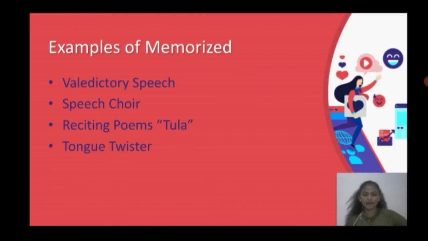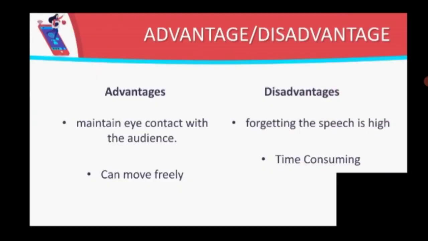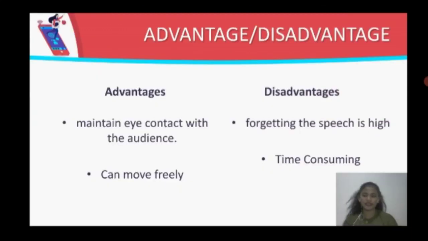The following are the examples of memorized. First is the valedictory speech, followed by the speech choir, reciting poems, and lastly, the tongue twister, and many more. The advantage and disadvantage of memorized speech: it enables the speaker to maintain eye contact with the audience throughout the speech, and to move freely around the stage and use hands to make gestures. While the disadvantages of memorized are that the risk of forgetting the speech is high, and it is time consuming as well.